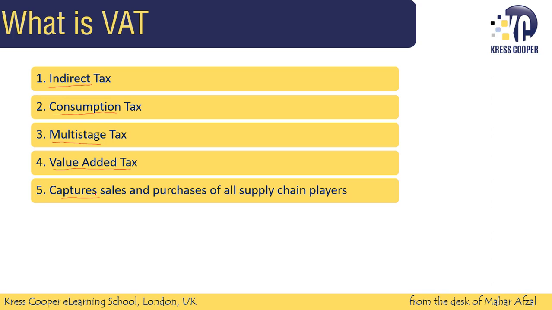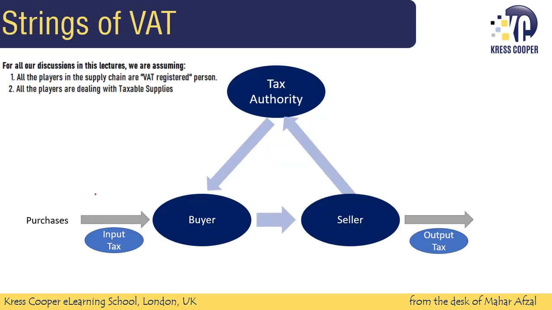We will prove all these things by the end of the lecture. We'll discuss one example. So, strings of VAT. Every business has two statuses. A business is a buyer as well as a seller. Whenever the business is buying or purchasing anything, the business is paying input tax, and this input tax the business takes back from the tax authority, because the input tax is an asset of the business.